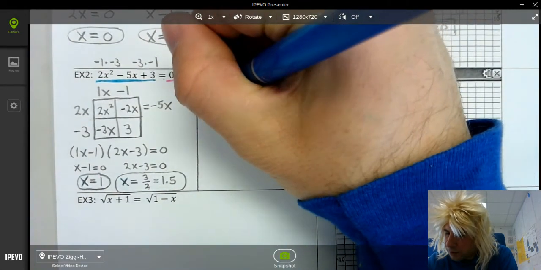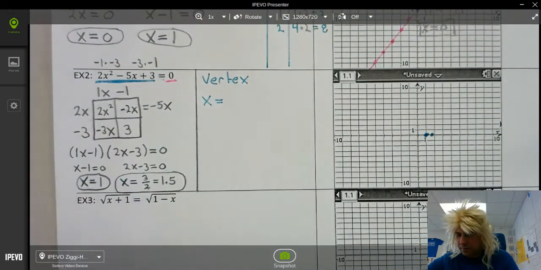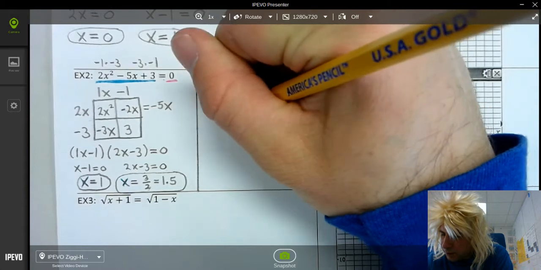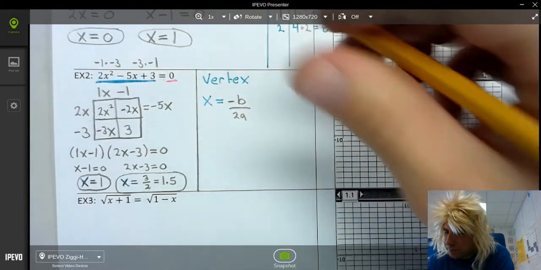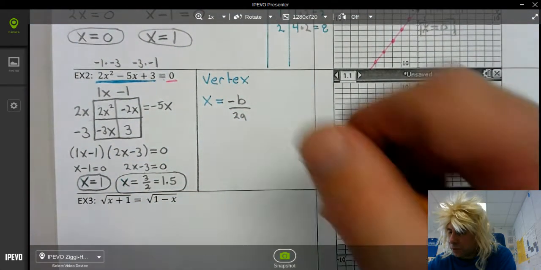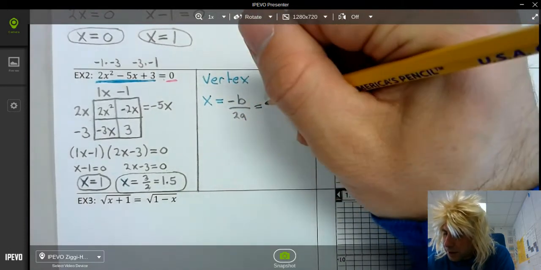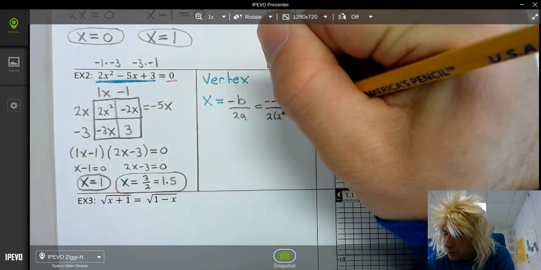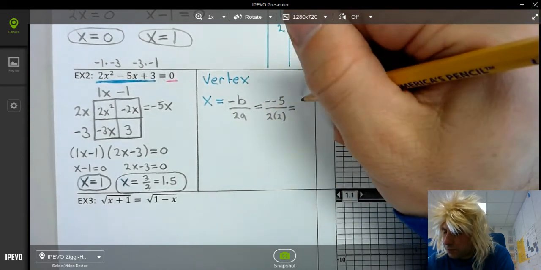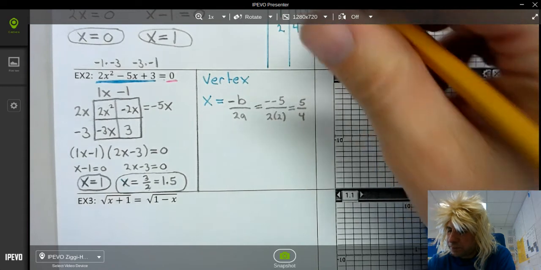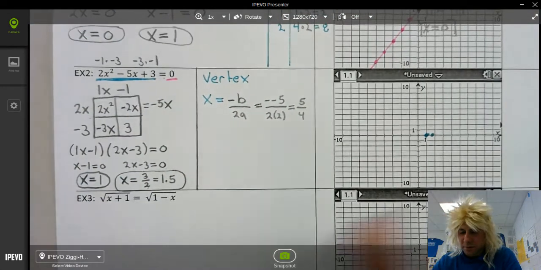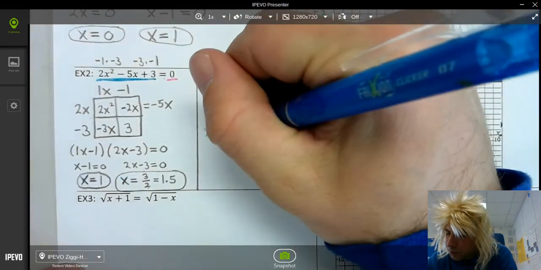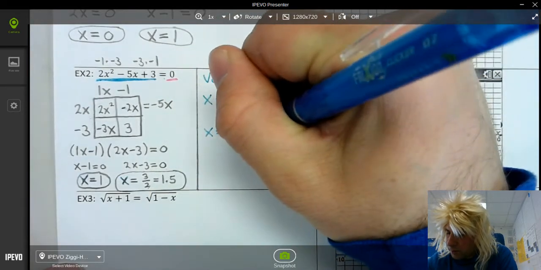So to find the vertex, we know that x equals negative b divided by 2a, which we know that negative 5 divided by 2 times 2 equals positive 5 over 4. So we know that that reduces to be x equals 1.25.